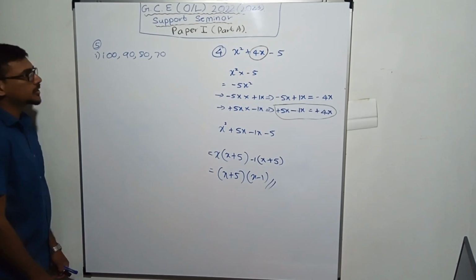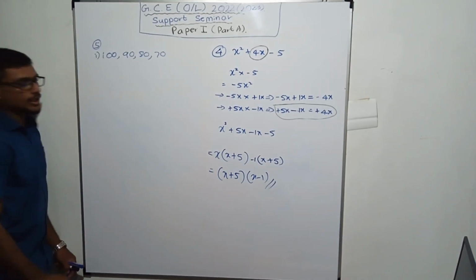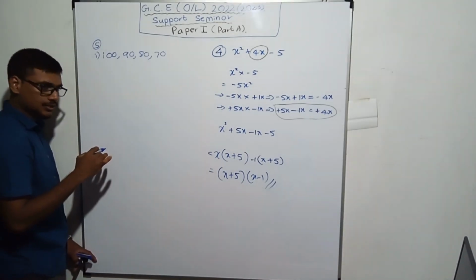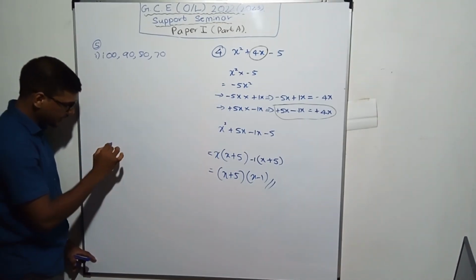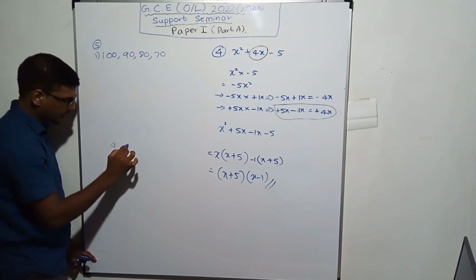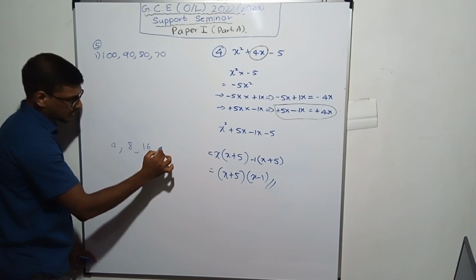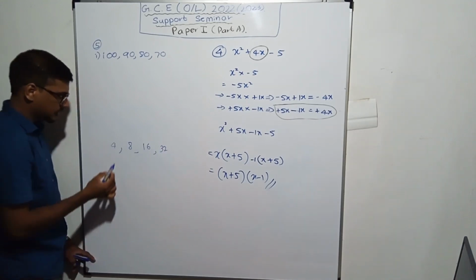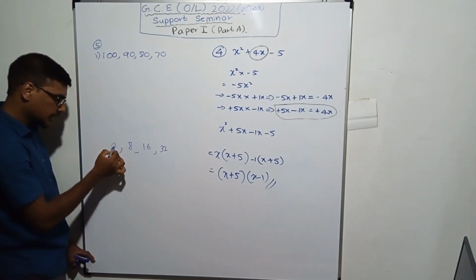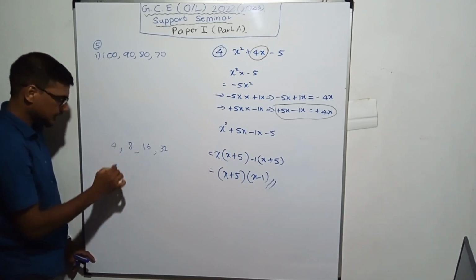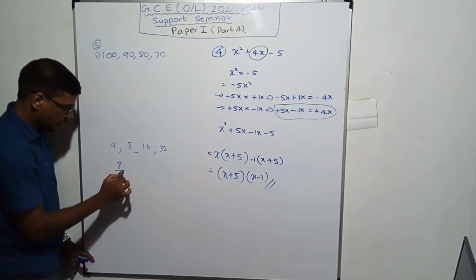So first of all, tell me what a geometric progression is. In a geometric progression, there will be a common ratio. Which means I will write a geometric progression: 4, 8, 16, 32. When you divide the second term by the first term, the third term by the second term, the term by the previous term: 8 divided by 4, the answer is 2.